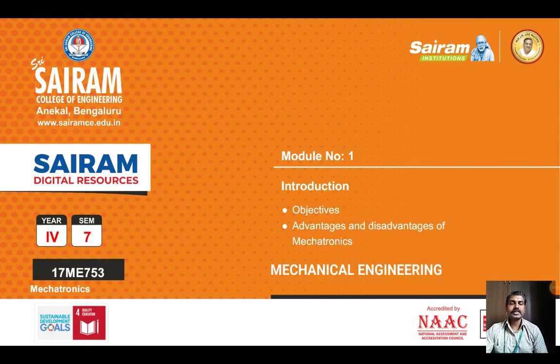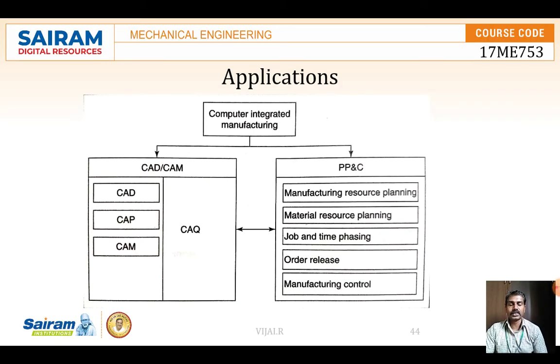Hello, in this video we are going to discuss the mechatronics objectives and the advantages and disadvantages of mechatronics. In earlier videos we have seen what is mechatronics, what are the control systems, open loop and closed loop control systems, sequential control system, and what is the automated microcontroller based control system. All the control systems help to do the work properly.